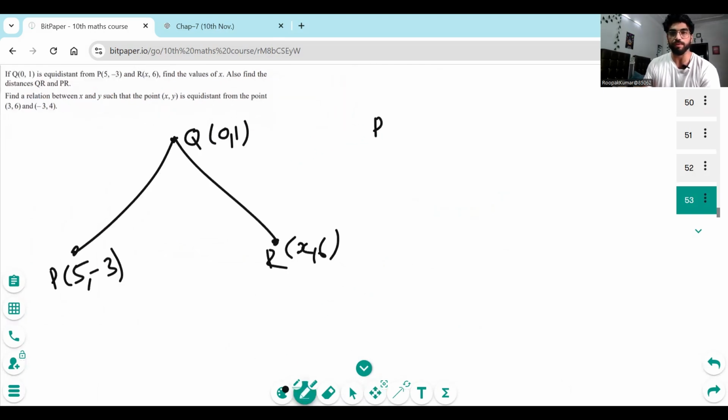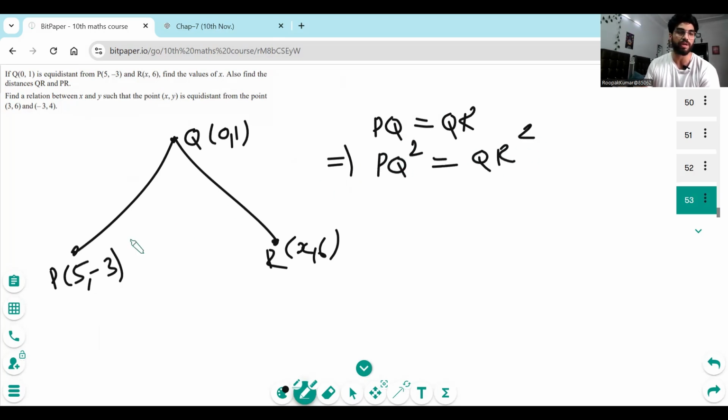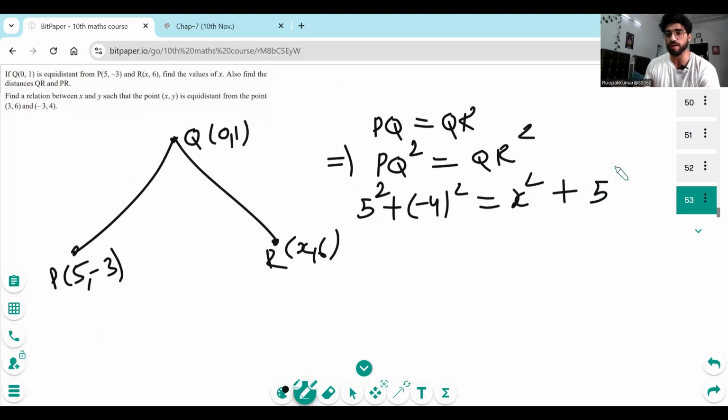So if we do PQ is equal to QR, the square root will be on both sides, so it's better to remove that prior, squaring both sides. So this will be 5 minus 0 squared, that is 5 squared, plus (minus 3 minus 1) squared, that is minus 4 squared. And here it will be x minus 0, whatever way you want to do. 6 minus 1 is 5 squared again, so this will cancel out. This cancels, 16 will be equal to x squared, so x will come out to be plus minus 4.